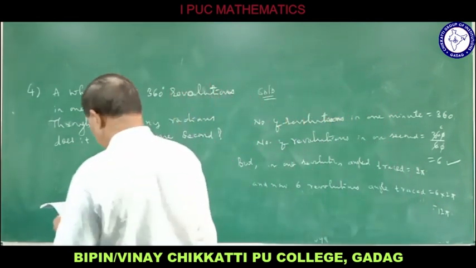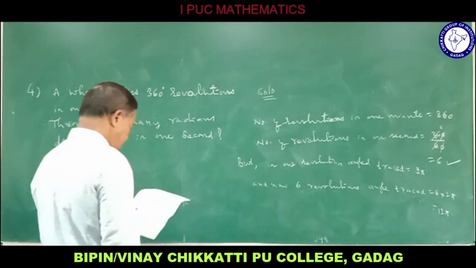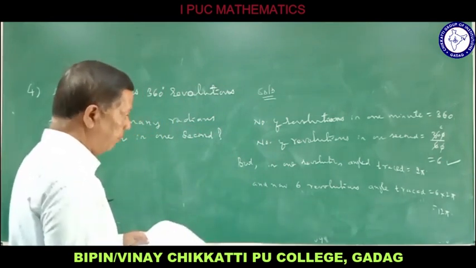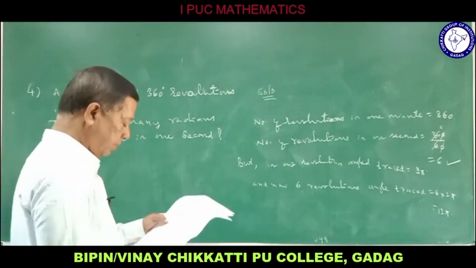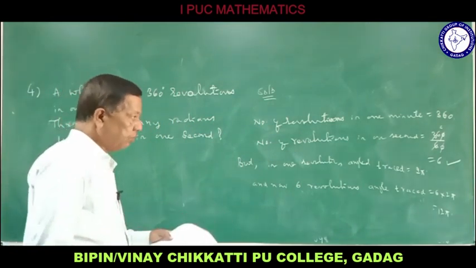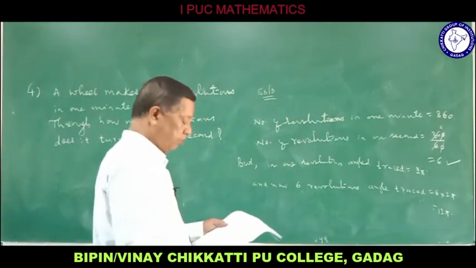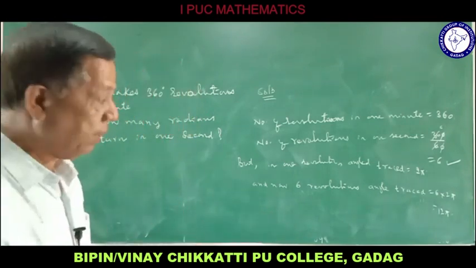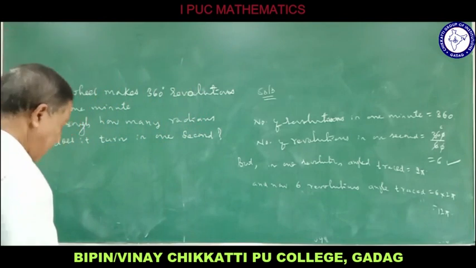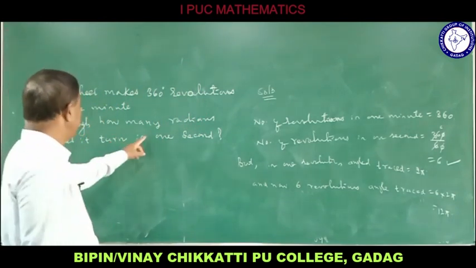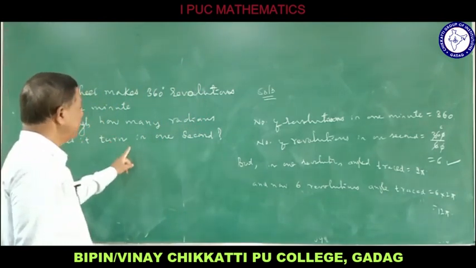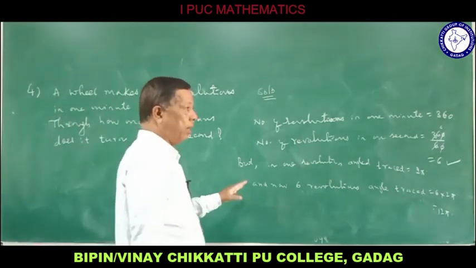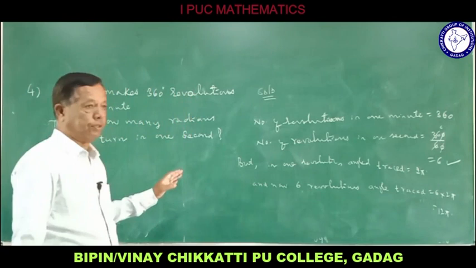In 1 revolution the angle traced is equal to 2 pi radians. The angle traced in 6 revolutions is equal to 6 into 2 pi, that is 12 pi radians. So this is what I say, how we understand through how many radians it turns in 1 second. So this is the way how we find the results.